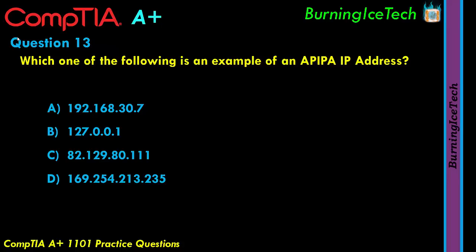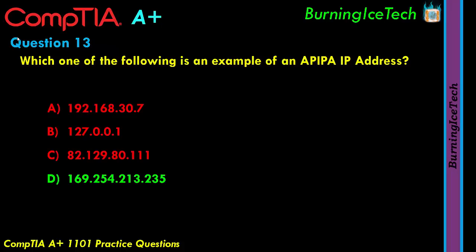Answer C, any weird IPs you don't recognize is normally a public IP address. So by the looks of it, answer C looks like a public IP address to me. And answer D is most certainly the answer, which is an APIPA IP address. APIPA IP addresses always start with 169.254. The last 2 octets do not matter, but the fact that it starts with 169.254 is an APIPA IP address.